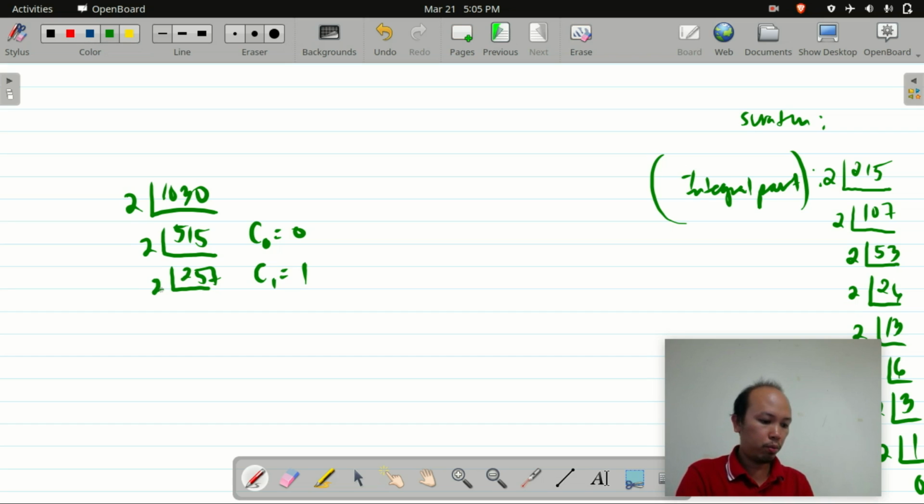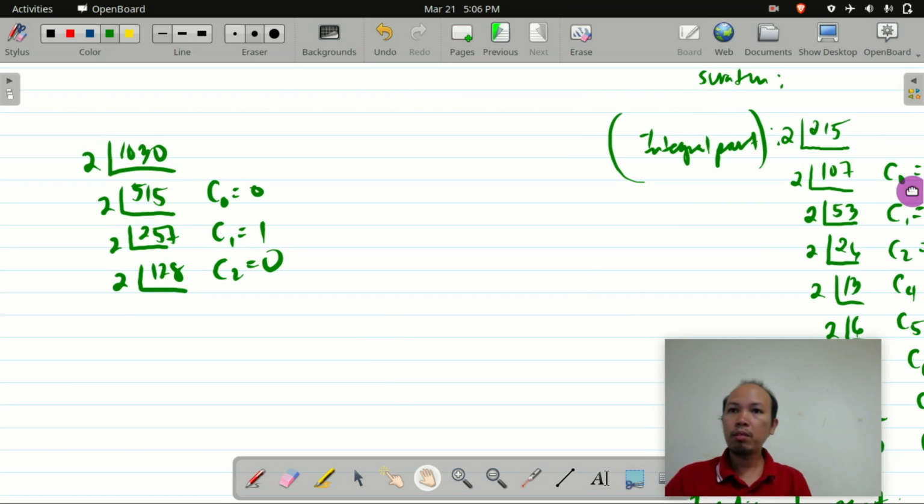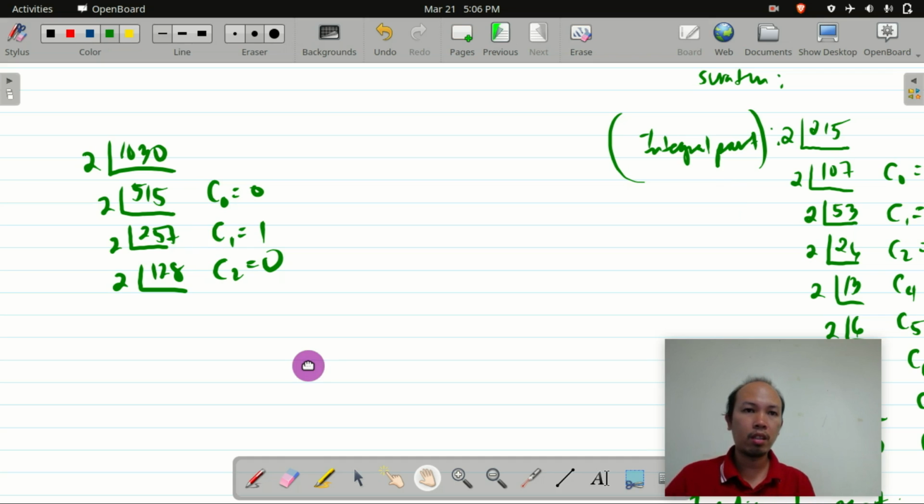Divide again by 2. 257 divided by 2 is 128, and our remainder is 1. Let me review this. Did I make a mistake? We have 215 divided by 2, 107. Okay, that's correct. 128 divided by 2 is 64.